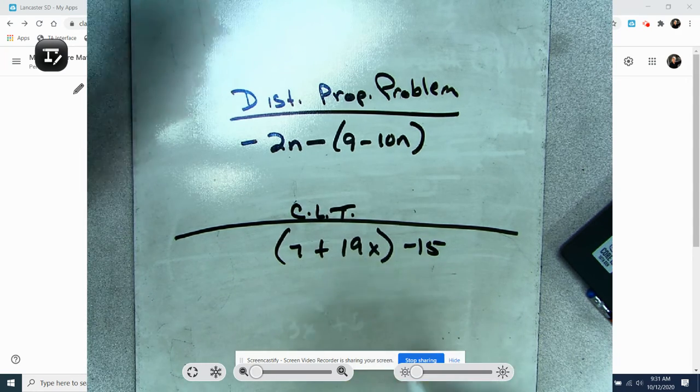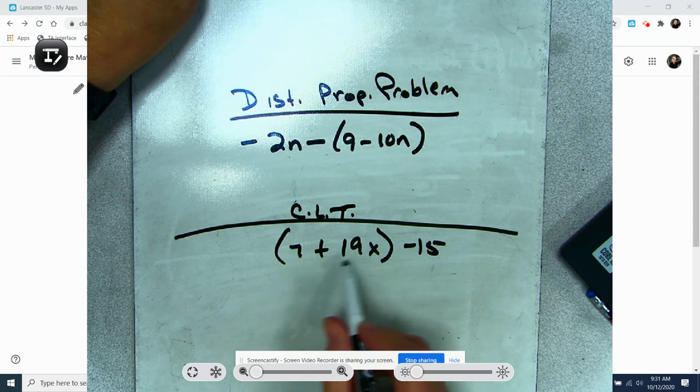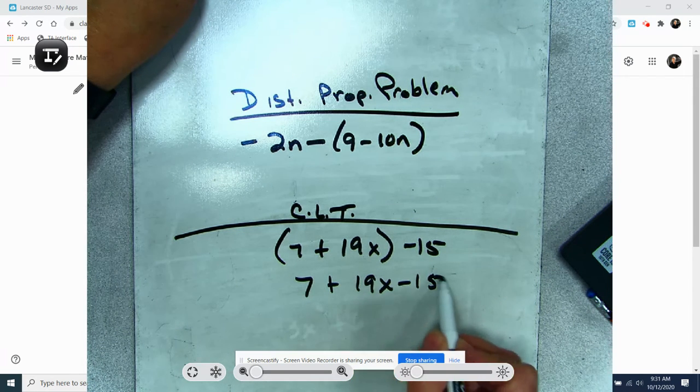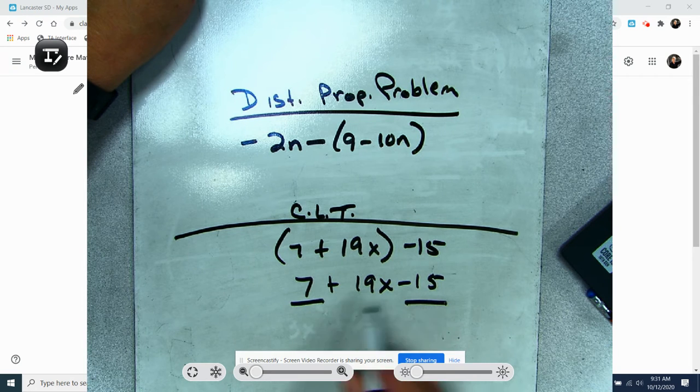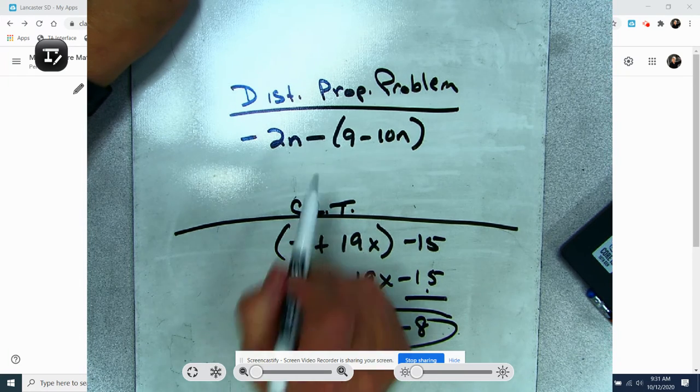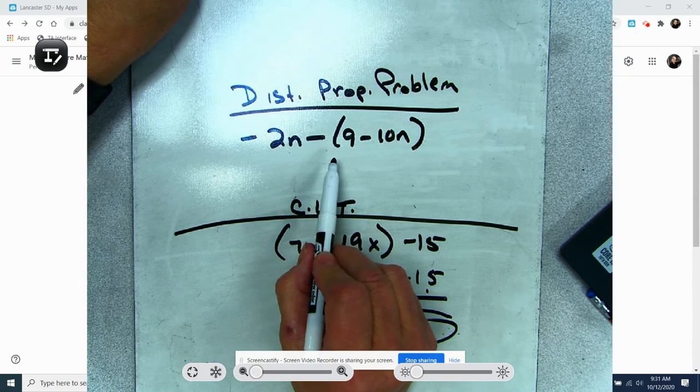Okay, so when you're doing a problem like this, you're just going to say you have 7 plus 19x minus 15. You're going to combine like terms, so you have 19x and you have negative 15 and positive 7. That's going to give you negative 8. So this was a combining like terms. This one is a distributive property.